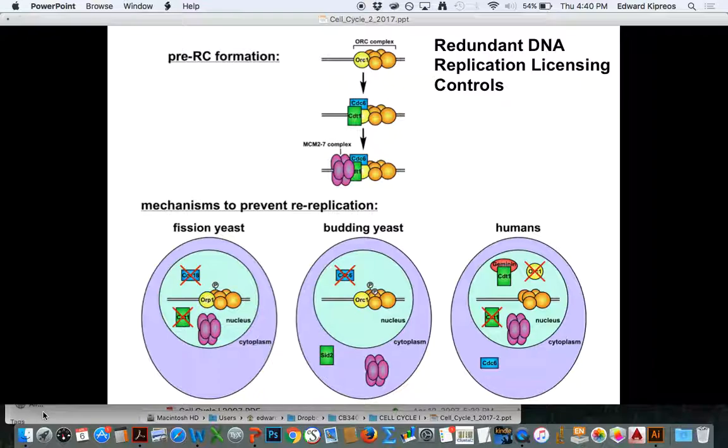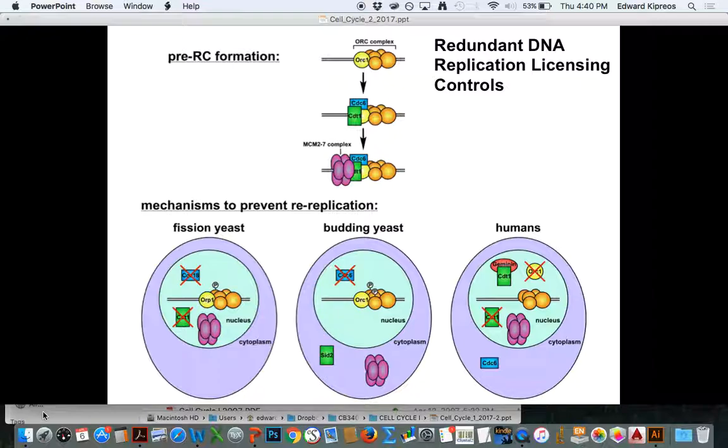So here we have the ORC complex. One of them is ORC1. It binds CDT1 and CDC6, brings in the helicase. It's actually six-membered AAA ATPases. And okay, so what happens in fission yeast, once you hit S phase, as I said, CDT1 and CDC6 are degraded, so they can't load it back on. And there's also a phosphorylation of the ORC.